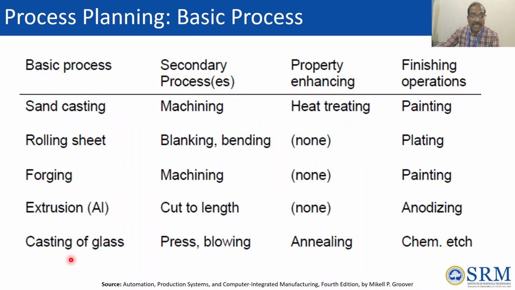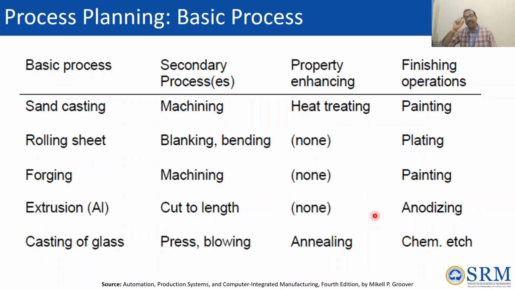But for casting of glass, we need a secondary process. We need a press or blowing process, and a secondary property enhancement like annealing is needed. Then a chemical or etching process we can do. So these are all the basic processes. Sometimes property enhancement is needed, sometimes not. Directly from the secondary process we can jump into a finishing operation like painting, plating, or anodizing. It depends on the material we choose.